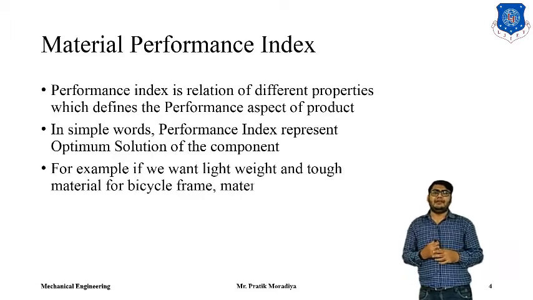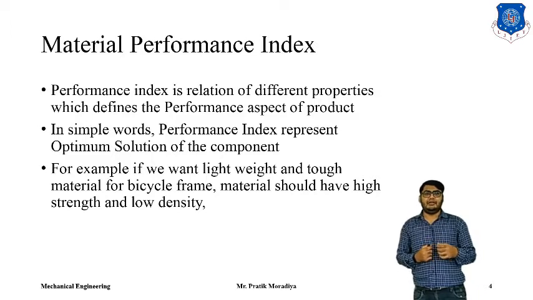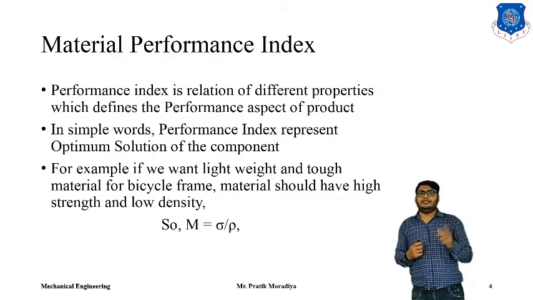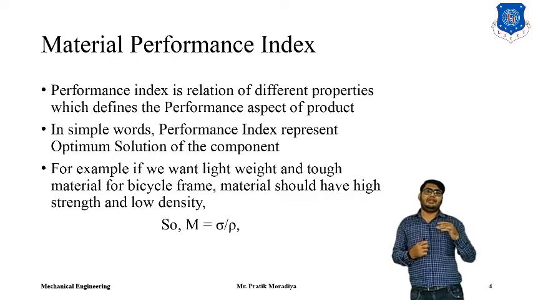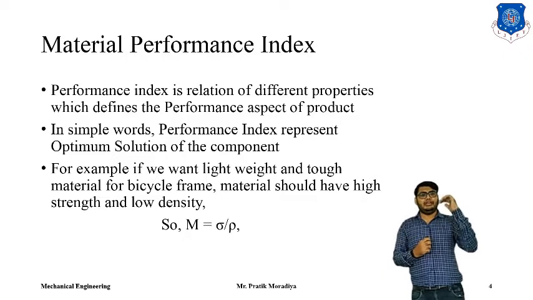If we want a lightweight and tough material, suppose for a bicycle, it should have high strength and low density, because lightweight means low density and tough means high strength. So for that we can come up with an index which will be strength divided by density. If the density decreases, then our index goes high because our weight is reducing, and if the strength increases, then also our index goes high because our strength is increasing.